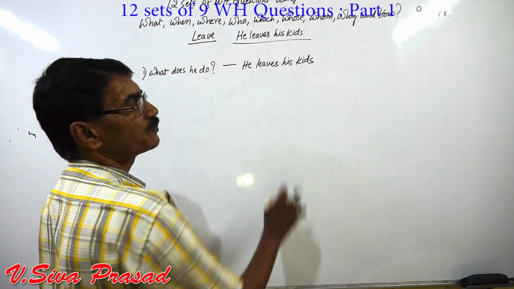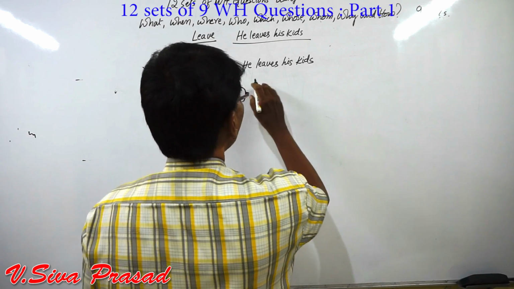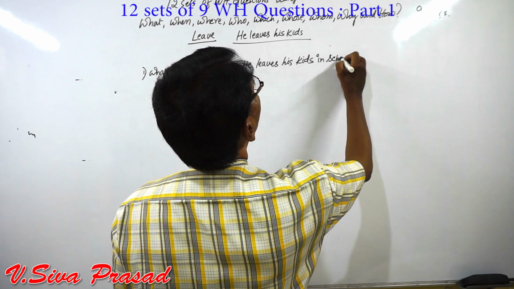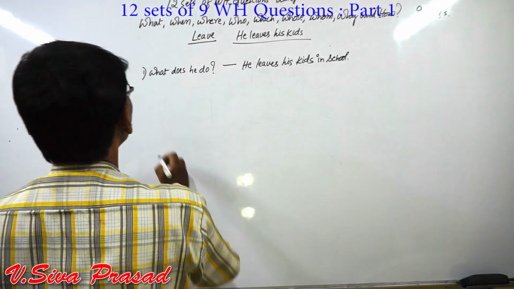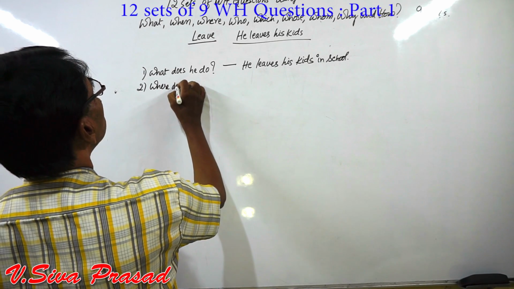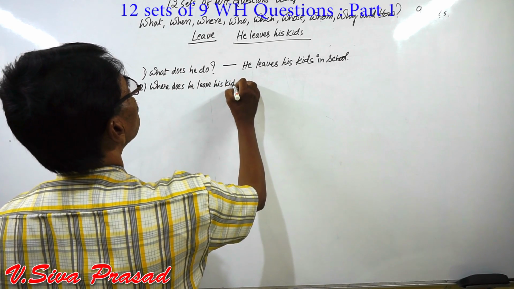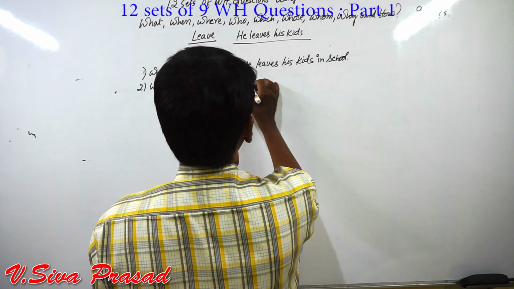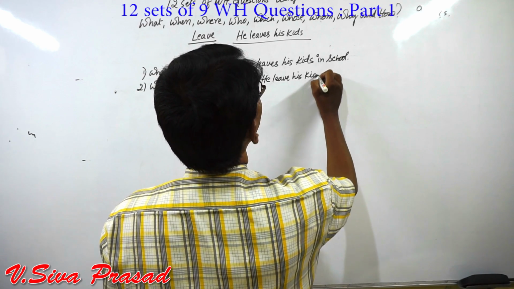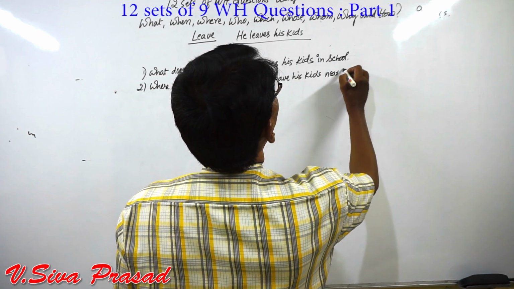Now, if you write only this one, then it becomes abrupt. It becomes a different meaning. So I'm going to add, he leaves his kids in school. Okay. Next. Where does he leave his kids? He leaves his kids near the school.